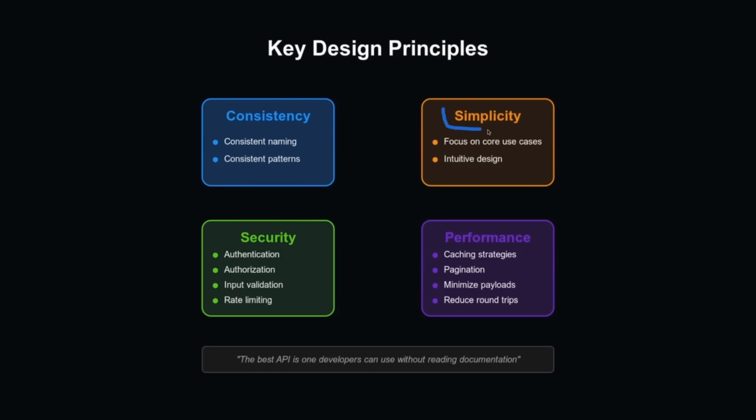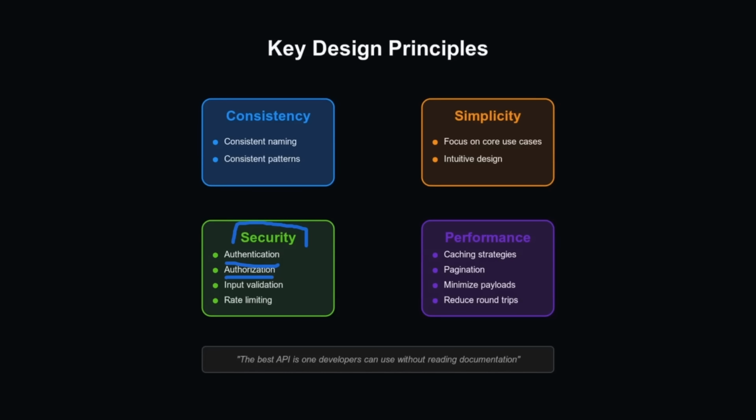The second key principle is to keep it very simple and focus on core use cases and intuitive design. So you should minimize complexity and aim for designs that developers can understand quickly without even maybe reading the documentation. And simplicity again comes down to this, which is the best API is one that developers can use without even reading the documentation.